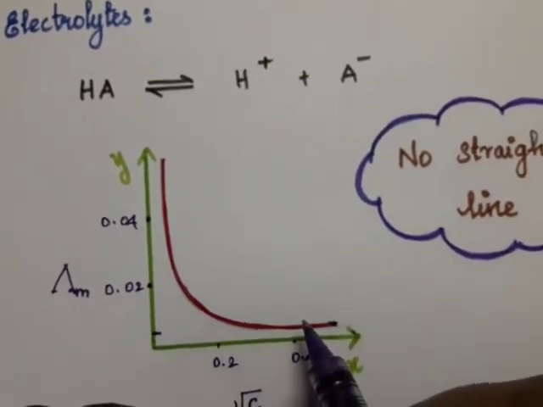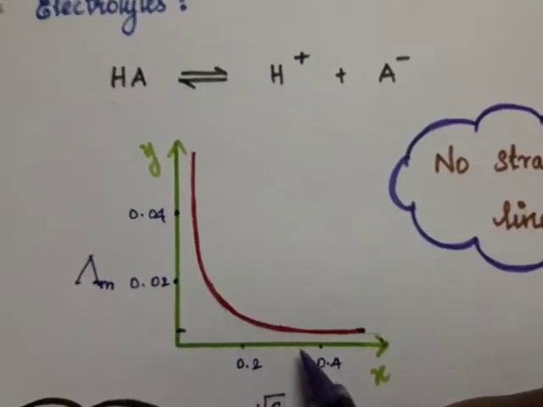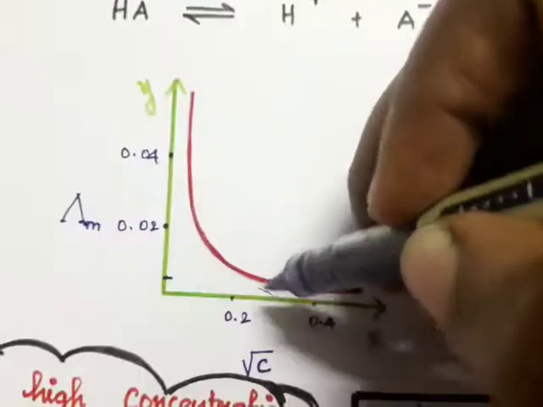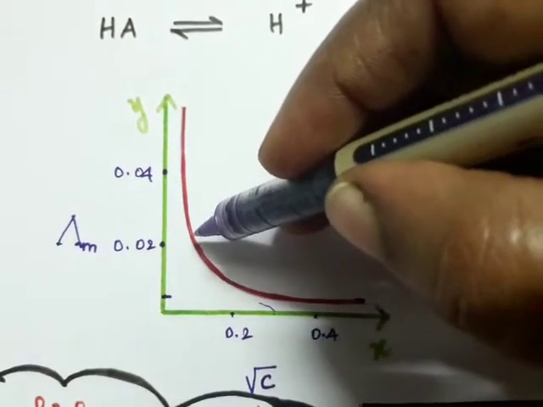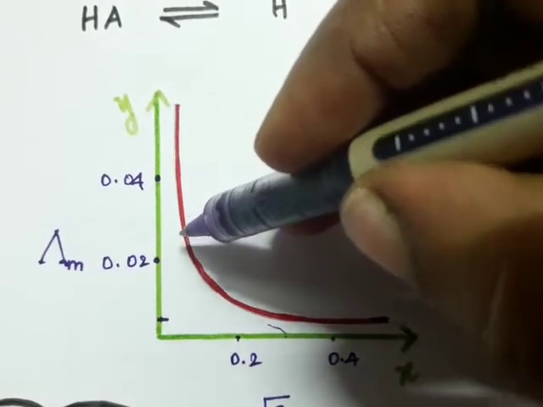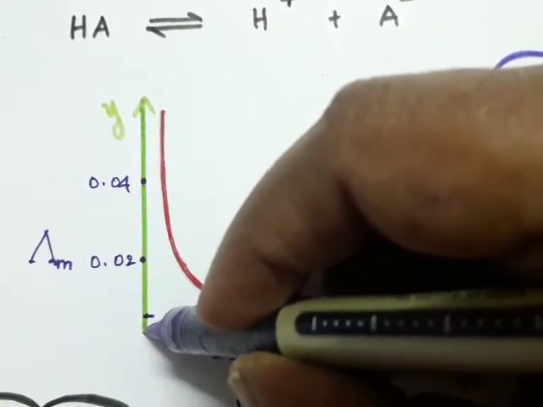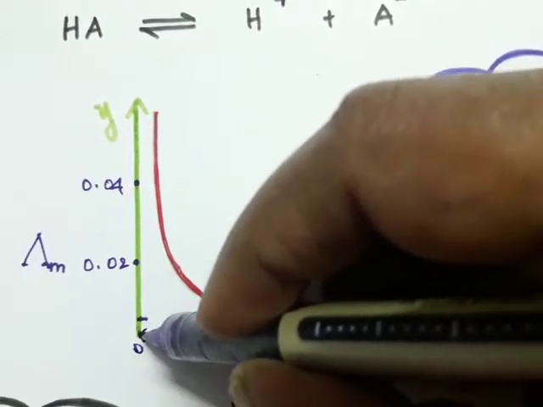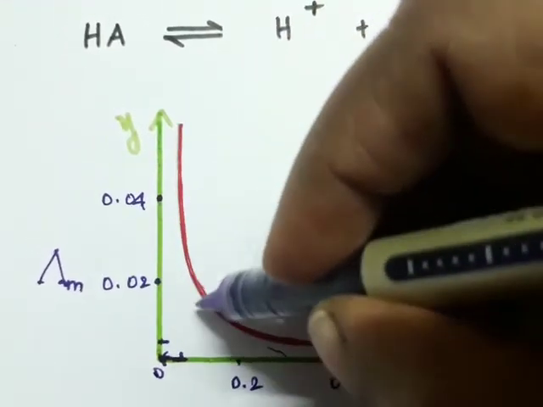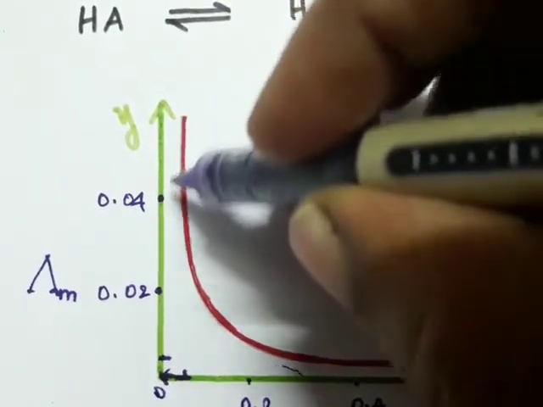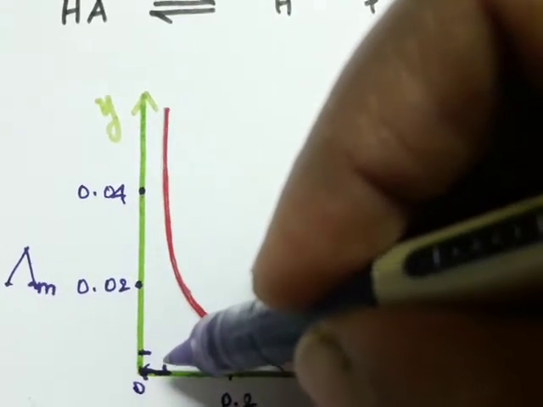But when we increase the dilution, or when we reduce the concentration, what will happen? The curve shows increased molar conductance. But at very low concentration, nearly approaching zero, there will be a certain increase in the curve, which means the molar conductance value increases suddenly, right?